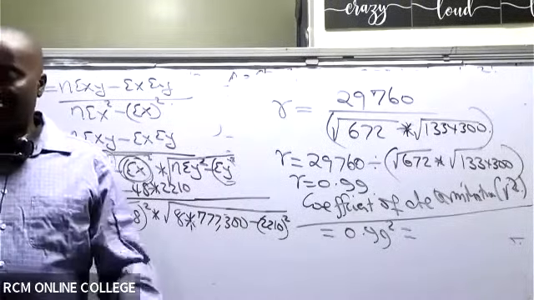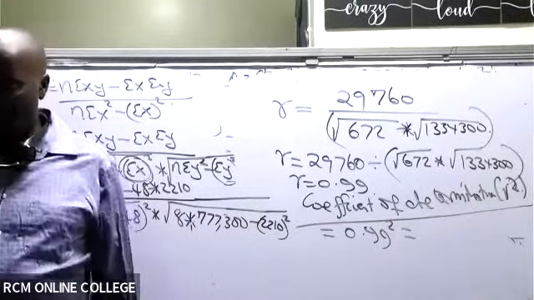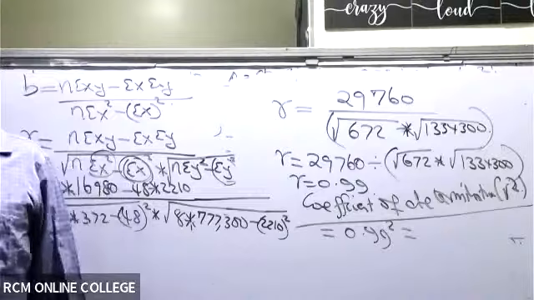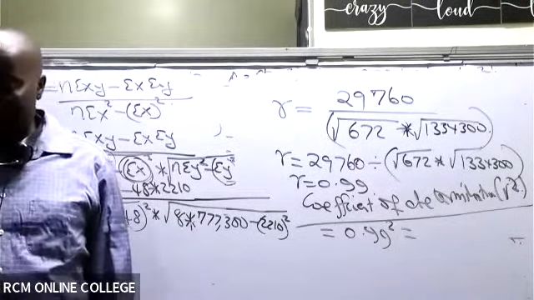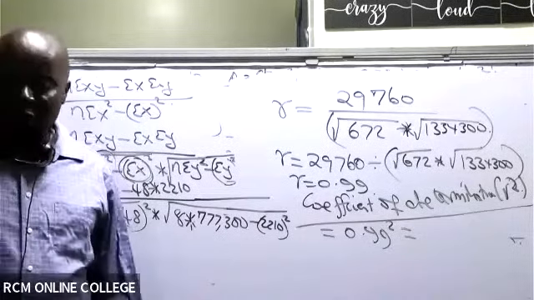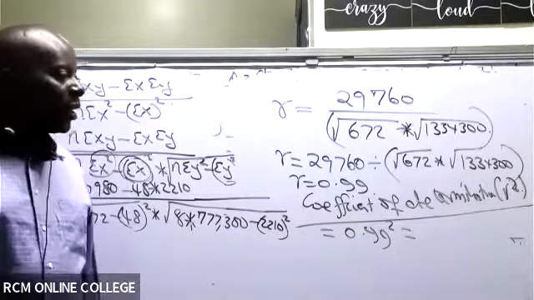I always prefer 4 decimal places, but even this one, because you're finishing, you're just good to go. So 0.99 squared will end up giving us 0.8 something, or 0.9 something. That is the coefficient of determination.